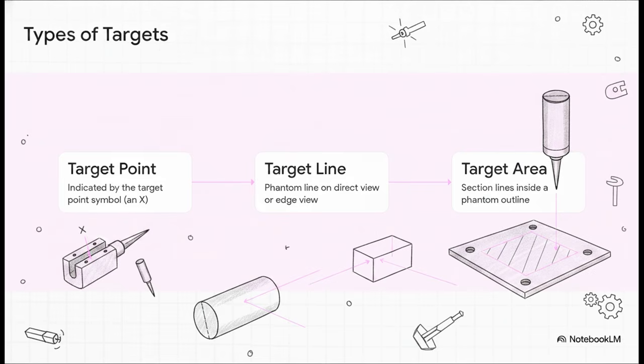And third, a target area, indicated by section lines inside a phantom outline. You'd use the target area when your tooling pin needs a flat, defined contact patch rather than a single sharp point, and its basic dimension of size and shape will always be explicitly specified.